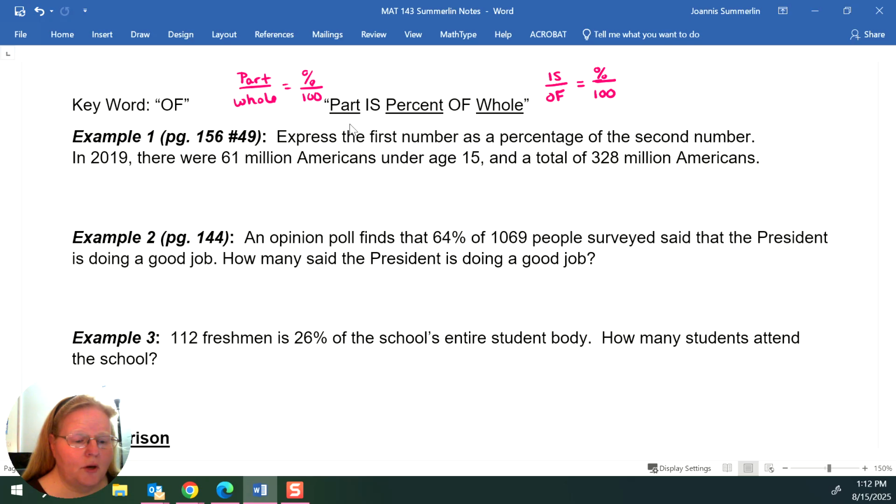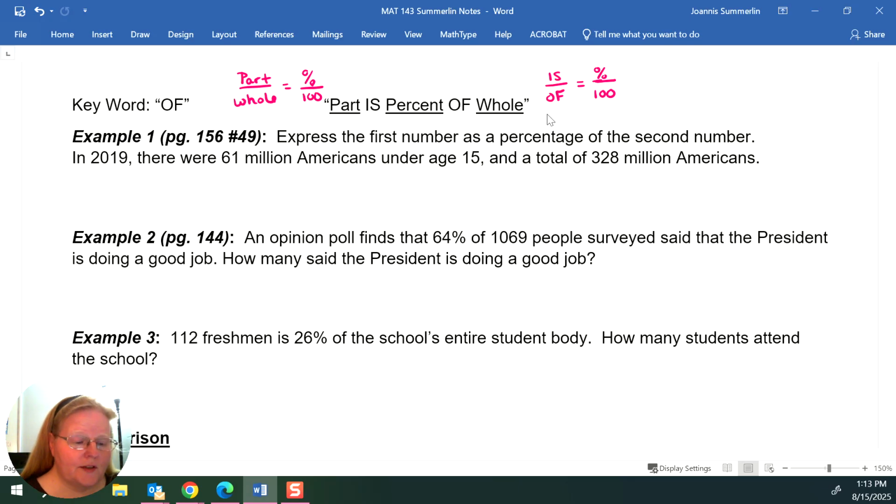They here say part is percent of whole. Either way, you get it. You're going to end up with this kind of statement. The 100 is always on the bottom, the percent is always on top, the part is always on top, the whole is always on the bottom. The total always goes on the bottom; the part, the fraction, whatever, is always what's on top. That's the way it goes.